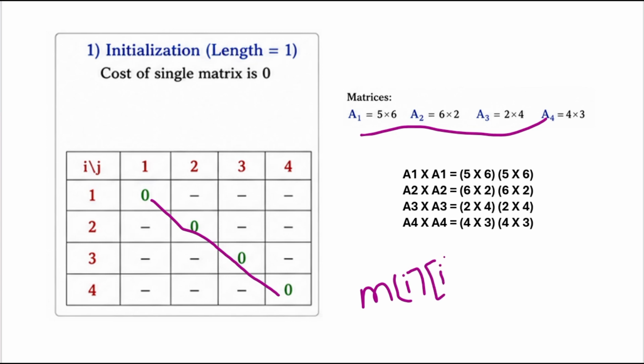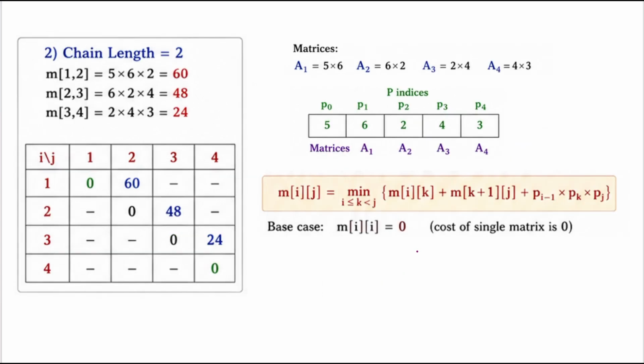We cannot multiply the same matrices because this does not satisfy the matrix multiplication rule. What is the rule of matrix multiplication? The columns of the first matrix must match the rows of the second matrix. But here the rule does not follow, right? So we cannot multiply these items. So simply put 0 in the diagonal. Clear? This step is over.